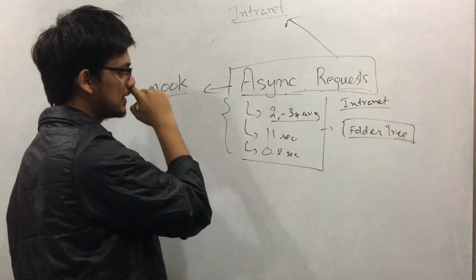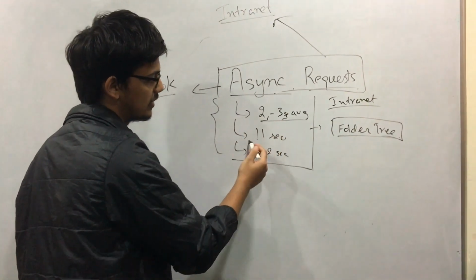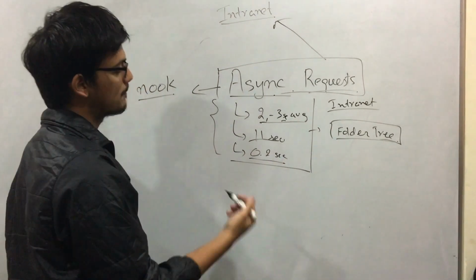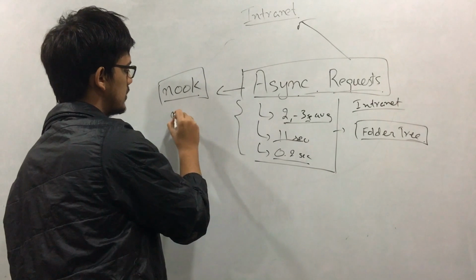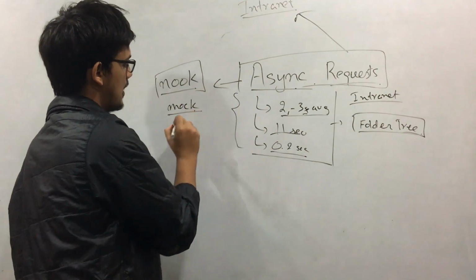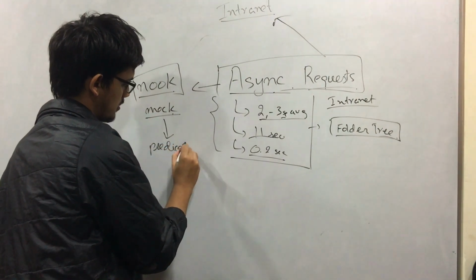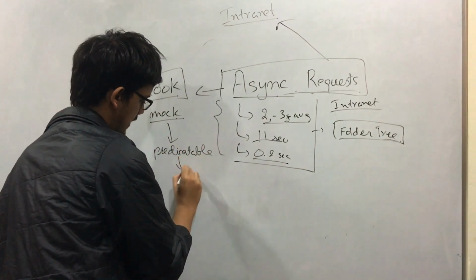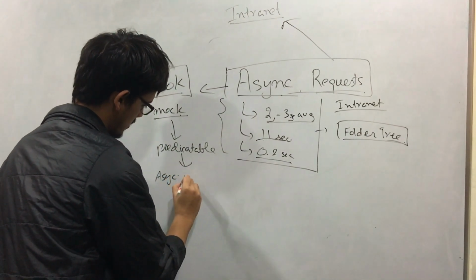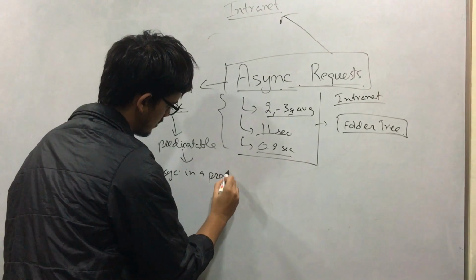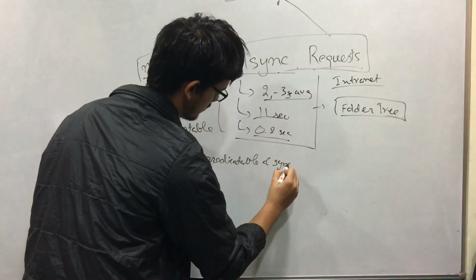Now what Nock does is, it mocks the asynchronous request. I don't want to wait 2 to 3 seconds or 11 seconds after every test run. So what Nock will do is, it will mock the asynchronous request and make it predictable, and hence we can test the asynchronous request in a predictable and synchronous fashion.